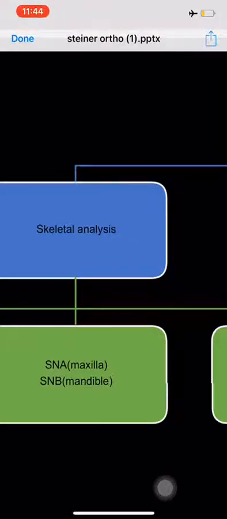The SNA normal value is equal to 82 degrees, while SNB normal value is about 78 degrees. Therefore, the difference between SNA and SNB gives us the ANB angle, and this angle may be between 2 to 4 degrees.